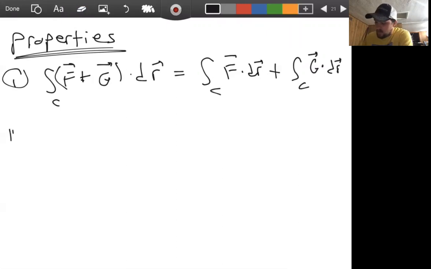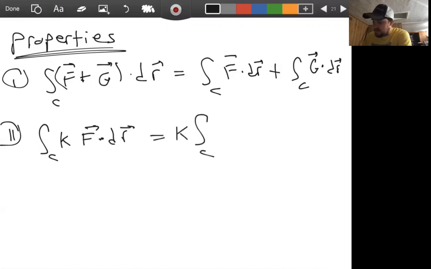Okay, the second one is that constants behave how you would like them to. So if you have some scalar k times F dot dr, then this is the same as pulling the k out front and then integrating the vector line integral normally.